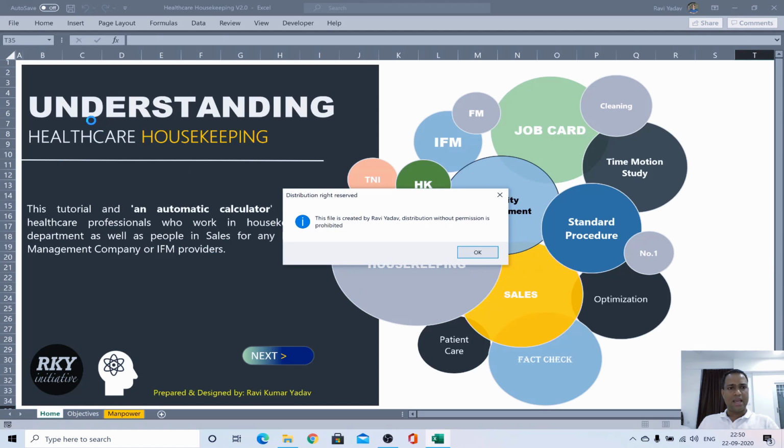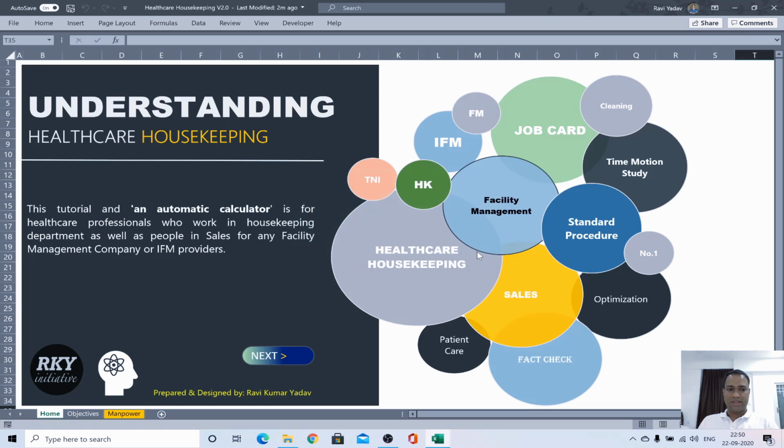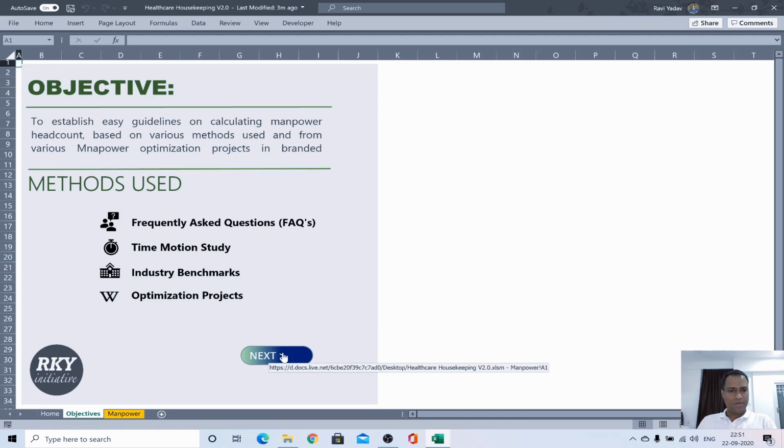Here you can see that this file is created in VBA. VBA is Visual Basic for Applications. It's a tool given by Microsoft to enable developers who know programming to use their skills to create more powerful Excel files and spreadsheets. So, who will benefit from this calculator? Obviously housekeeping professionals in healthcare, people in facilities management, and people in sales who are pitching for new business in healthcare housekeeping.